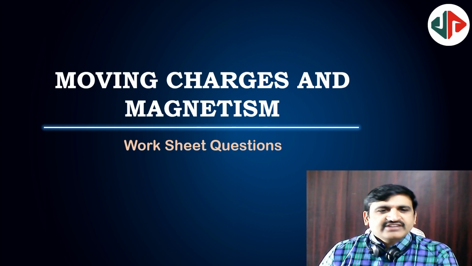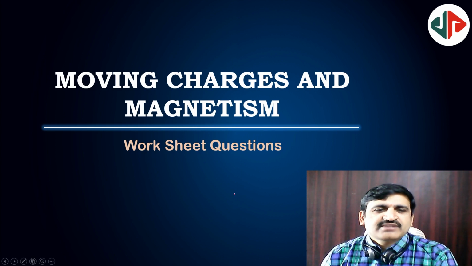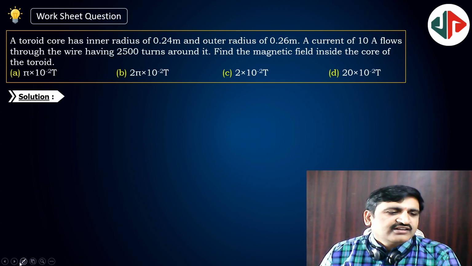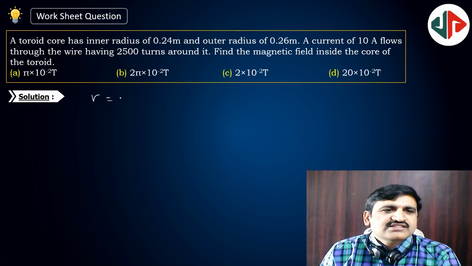In this session we are going to discuss moving charges and magnetism. A toroid core has inner radius r equal to 0.24 meter and outer radius 0.26 meter.